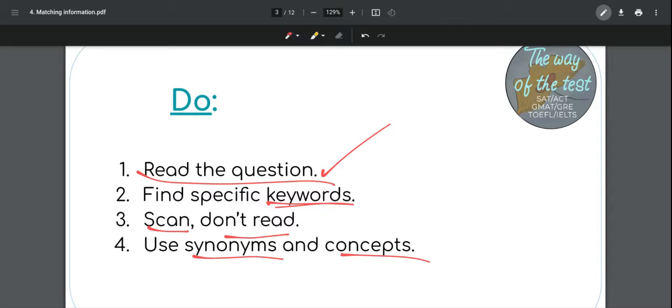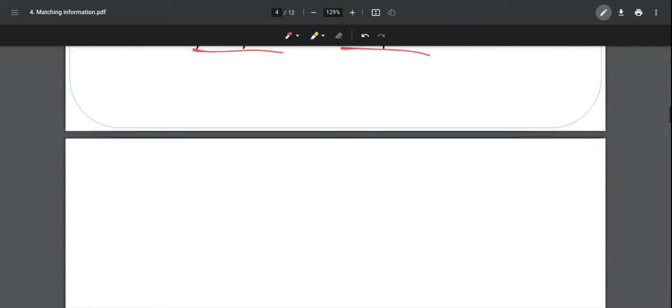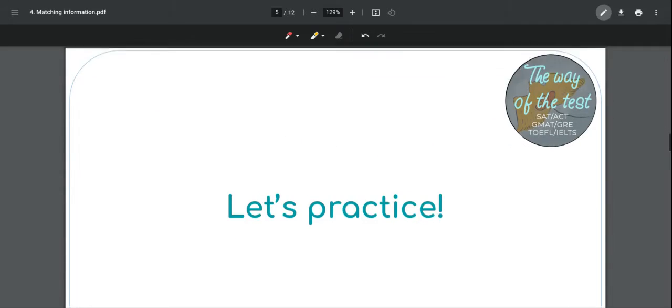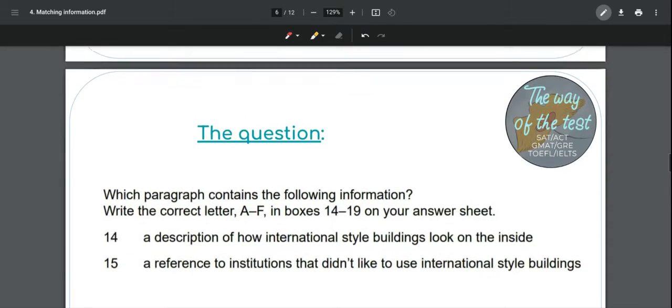And remember to use synonyms and concepts. We may not find the specific keyword, letter by letter, but we'll definitely find the concept or the idea in the text. Things we don't want to do: we never want to assume, we don't autocorrect, we are not unspecific, we don't try to understand everything we read. Remember, we just care about matching. And don't expect to see the exact keyword. Yes, we're looking for the keyword, but we may find a synonym or a definition or a concept of the keyword.